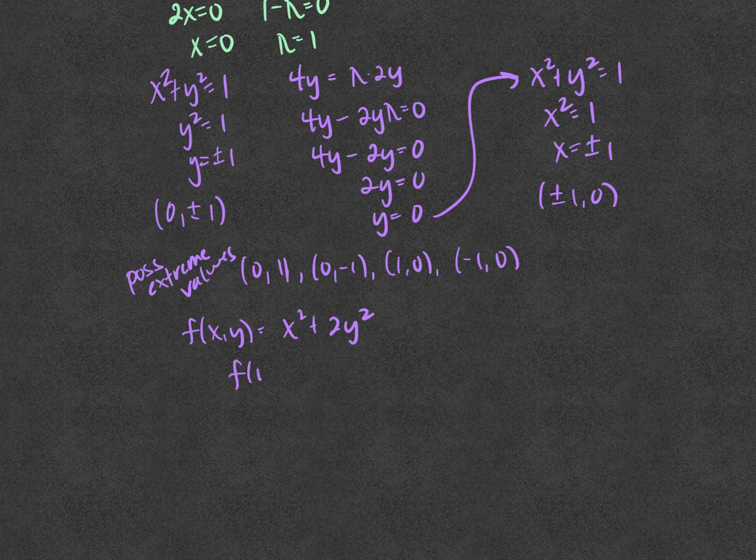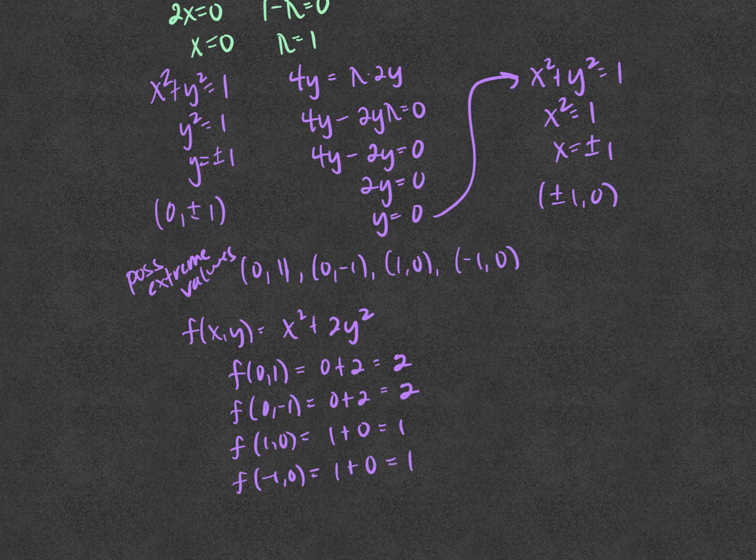So we're going to say f of 0, 1 is equal to 0 plus 2, which is 2. f of 0, negative 1 is equal to 0 plus 2, which is 2. f of 1, 0 equals 1 plus 0, which is 1. And f of negative 1, 0 equals 1 plus 0, which is 1. So our maximum values are these two values right here.